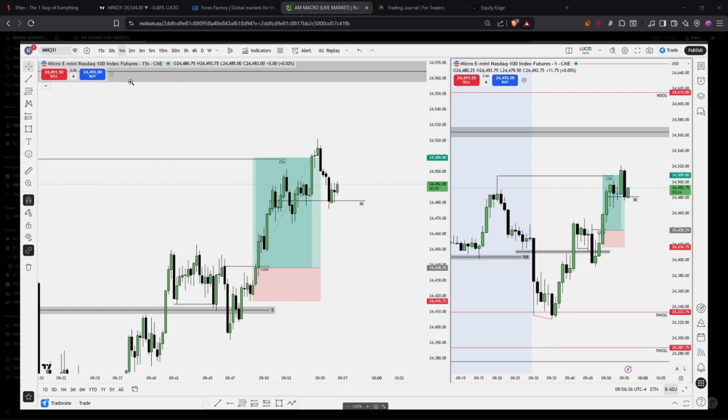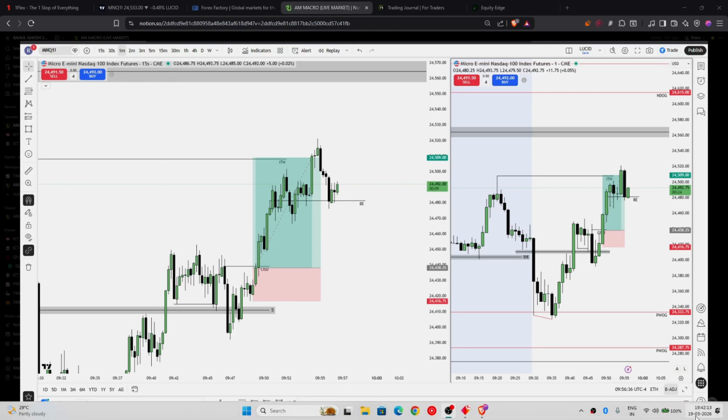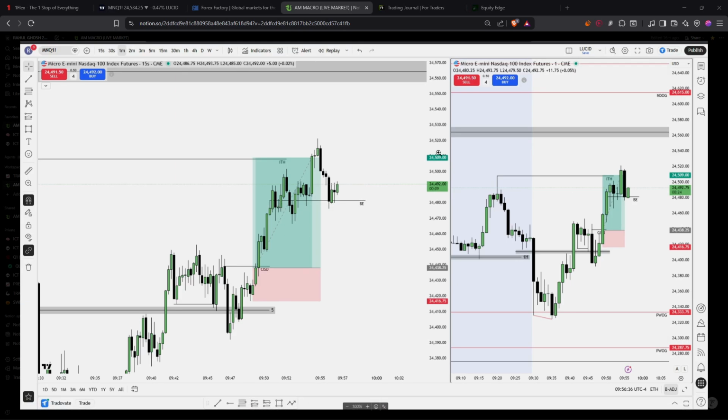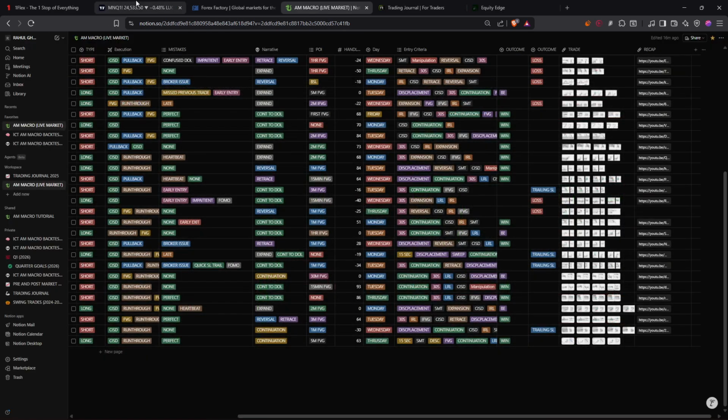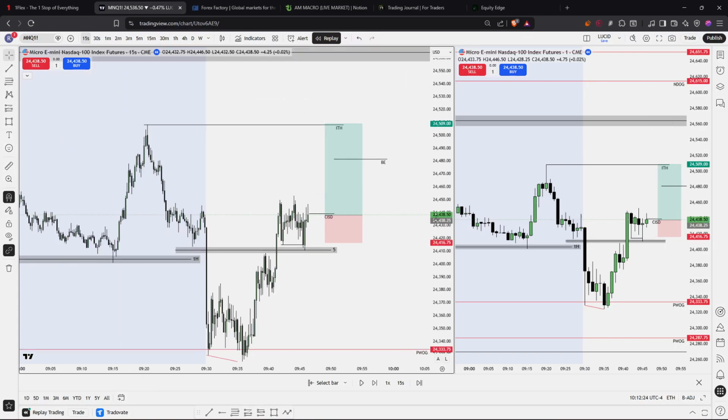Today we're going to be doing the trade recap of the trade I've taken just now on 19th March 2026. I think everyone and their mother should have taken this trade. It's very well placed, perfect execution, and also the target hit within like 5 or 6 minutes. Okay, so let's just do the quick trade recap.